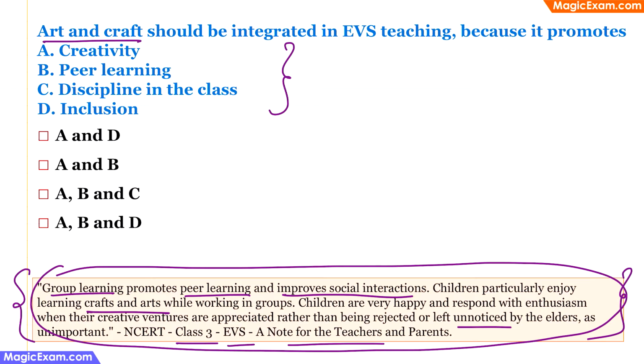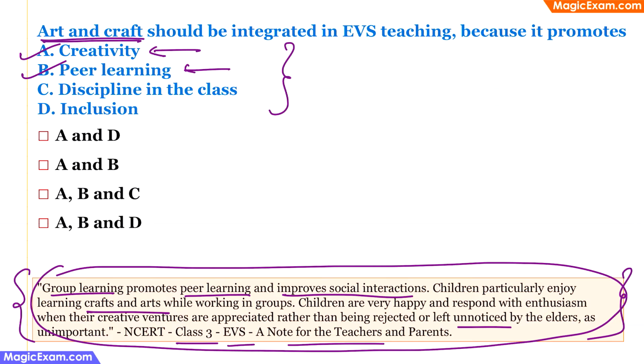Or we can also answer this by just looking at the options that are given. For example, arts and crafts promotes creativity. So this has to be correct. And when you give an arts and crafts project to children, they look at each other. So they see that, okay, this boy is drawing it in a different way or that girl is doing things in a different way. So they learn from each other. They look at each other and copy what the other kid is doing. So that is peer learning. Therefore, peer learning also has to be correct.